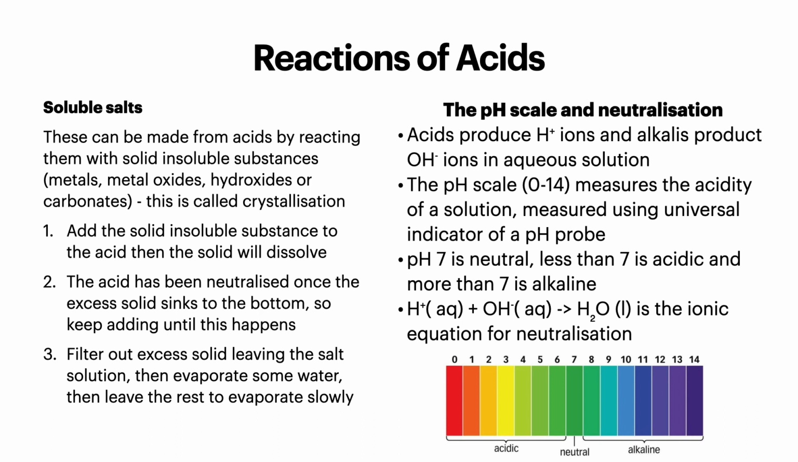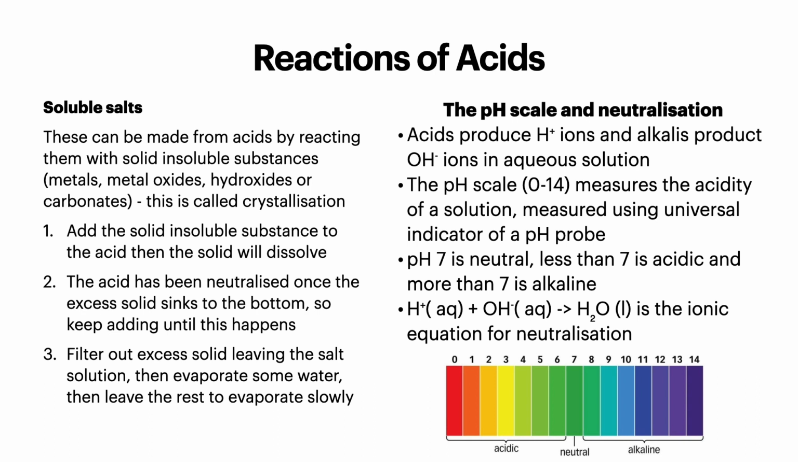Soluble salts now. These can be made from acids by reacting them with solid insoluble substances, so metals, metal oxides, hydroxides, and carbonates. This is known as crystallization. So the basic process of this: add the solid insoluble substance to the acid and wait for the solid to dissolve. The acid has been neutralized once the excess solid sinks to the bottom. So essentially keep adding the excess solid until that starts sinking to the bottom. Filter out any excess solid, leaving the salt water, then evaporate some water, and then leave the rest to evaporate slowly.